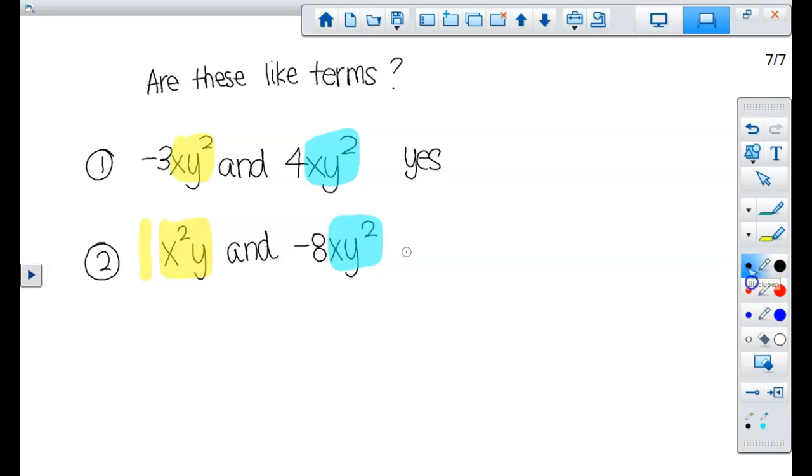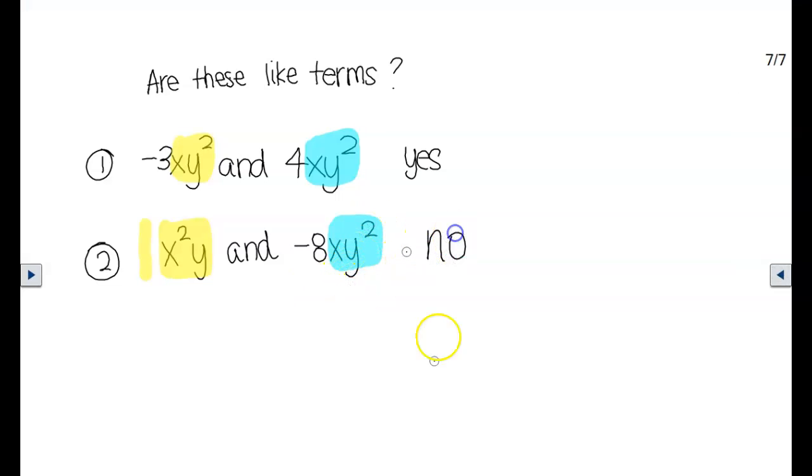So what do you think? Are those like terms? X squared y, xy squared. The same letters, definitely, right? Both have x, both have y. But notice the x is to the 2nd power here, and y is to the 2nd power here. So the exponents are on different letters, so this would be a no. It has to be identical. X squared y, xy squared, not the same.